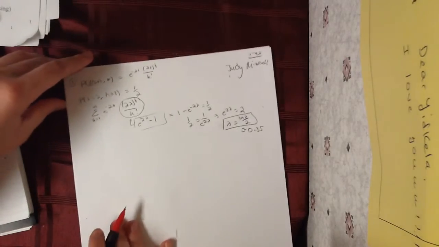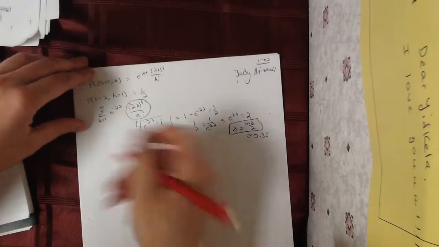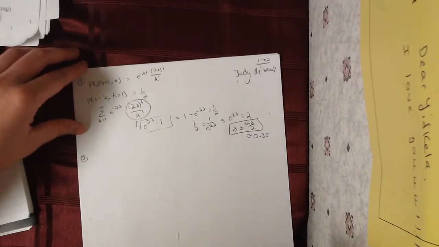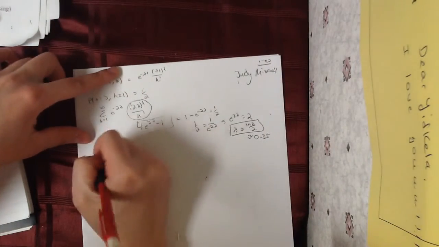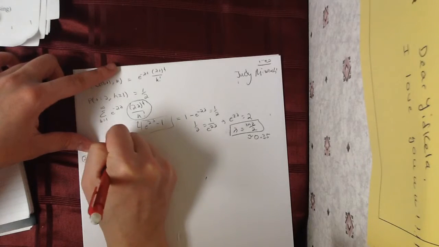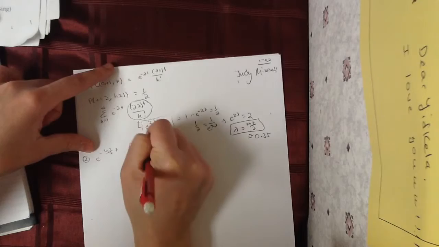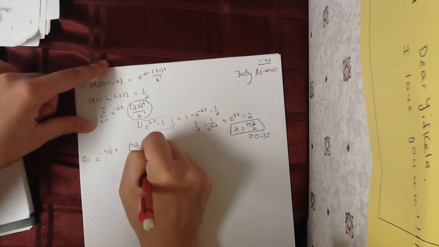Now we have a lambda. So for part 2, we're going to use this equation to solve for other things. Let's go ahead and plug this into this equation to see what we actually have. So we have e to the minus ln of 2 over 2 t, times ln of 2 over 2 t to the k over k factorial, and this is our probability.